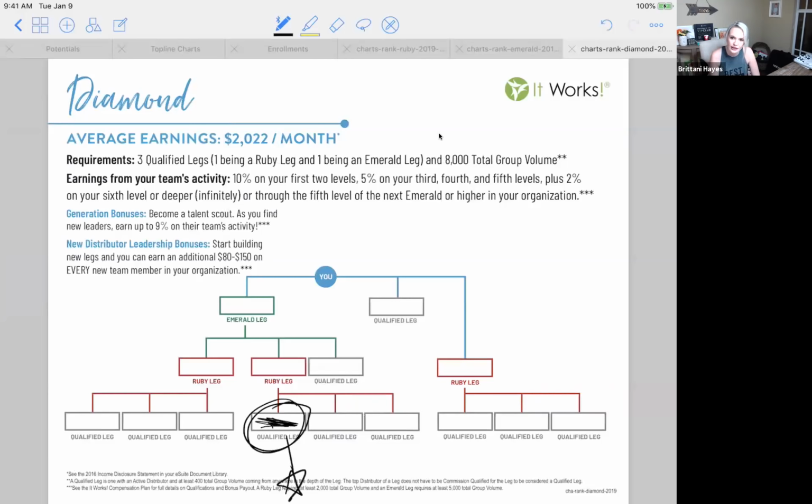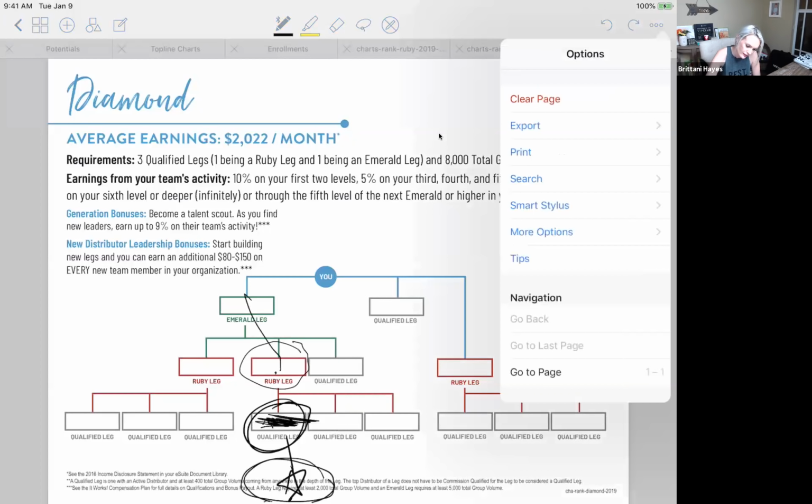But this person right here isn't really working. Well, next month when this person is building for Emerald and they're moving up and they're Emerald now, they can use Rising Star down here as that Ruby. They don't have to use this person. The cream always rises to the top. So whoever is working the hardest in that leg, you can bring them up at any time when it makes sense. It doesn't have to be the original person. Does that make sense?